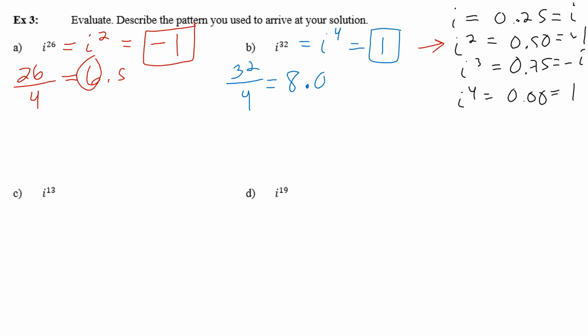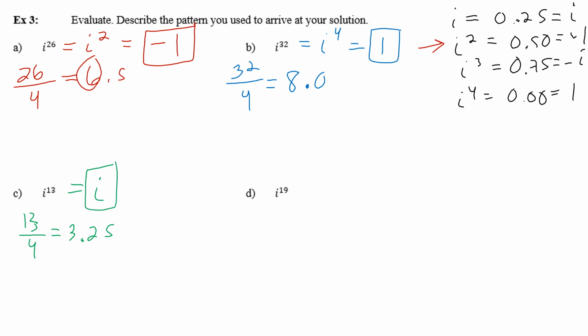Looking at I to the 13th, we're going to take the exponent 13. We're going to divide that by 4, the 4 possible answers. We'll get a decimal equivalent of 3.25. The whole number 3 tells me that it cycles through the pattern 3 whole times. And then on the 4th time, it only gets a quarter of the way there. So it's going to land on just I, which there's not much we can do. It's just going to be I.